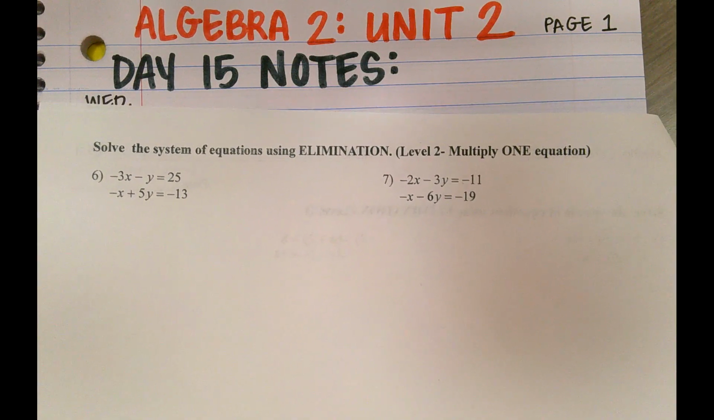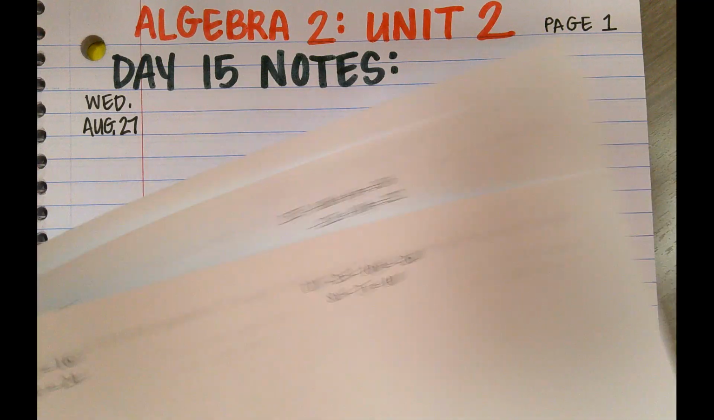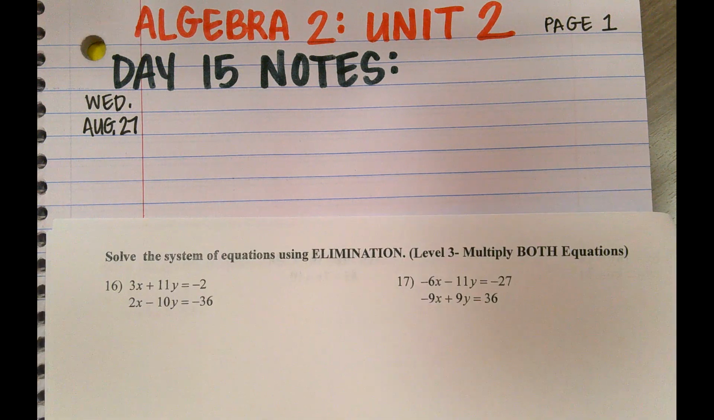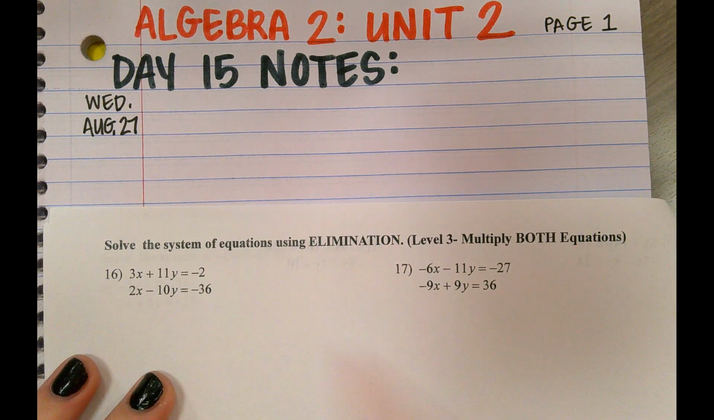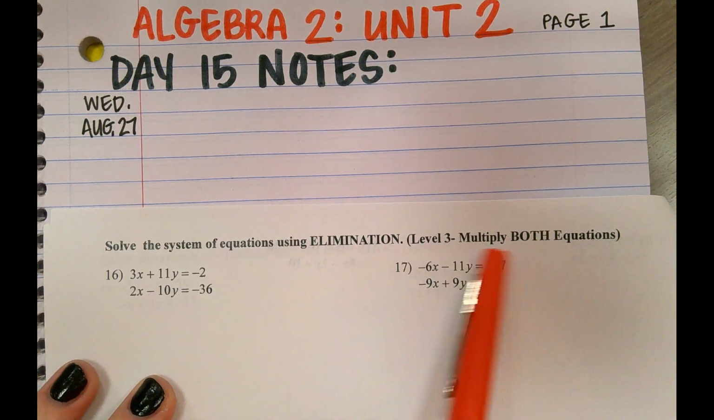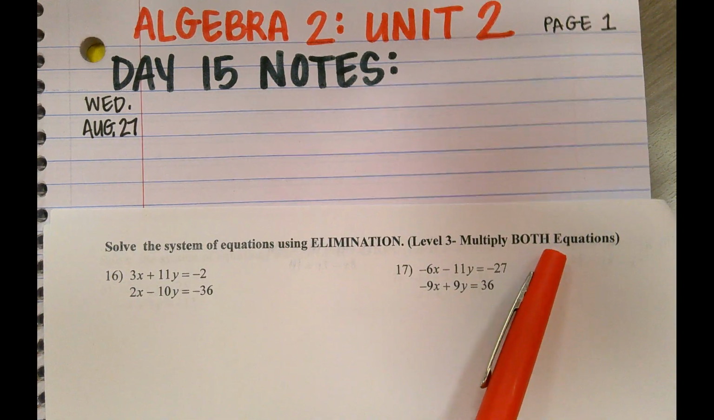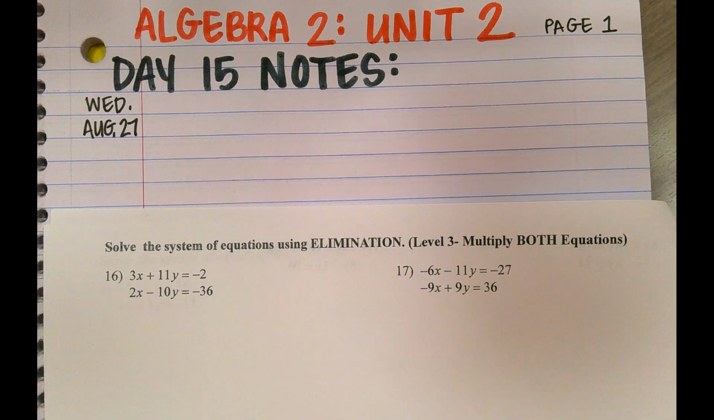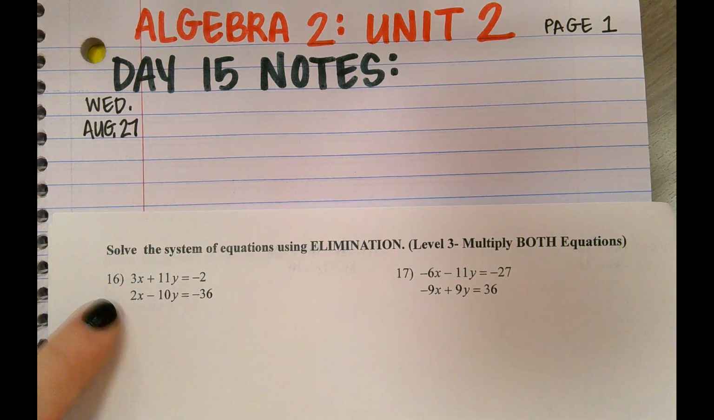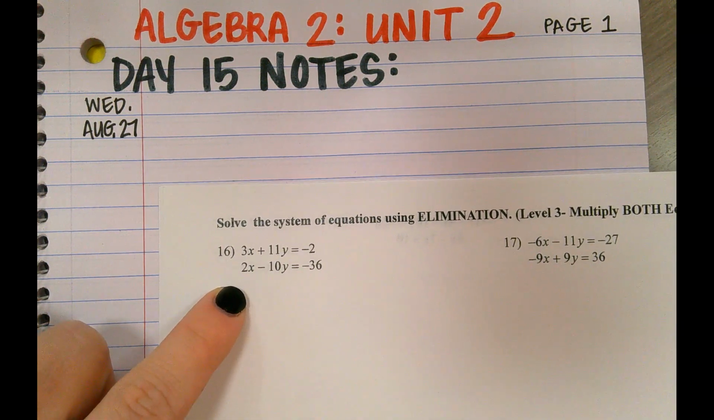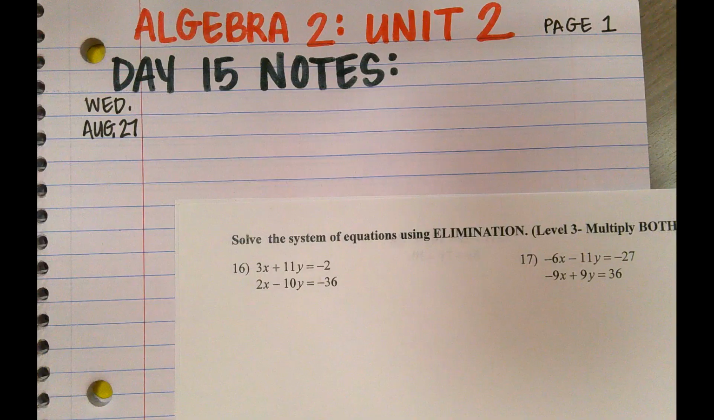But now, live again. And these are all practice problems. You guys, if you need more practice, if you run out of problems, let me know. I can give you more. Now, we're going to look at level 3. Ooh, multiply both equations. So we're on level 3. I'm going to start with number 16. That's on page 4 of this packet.